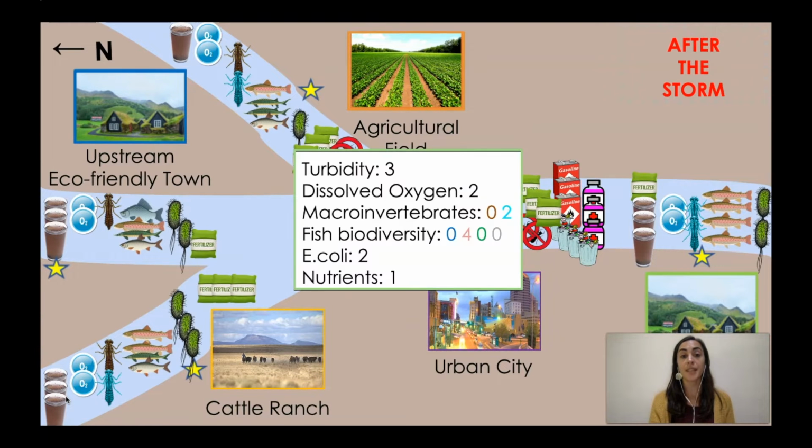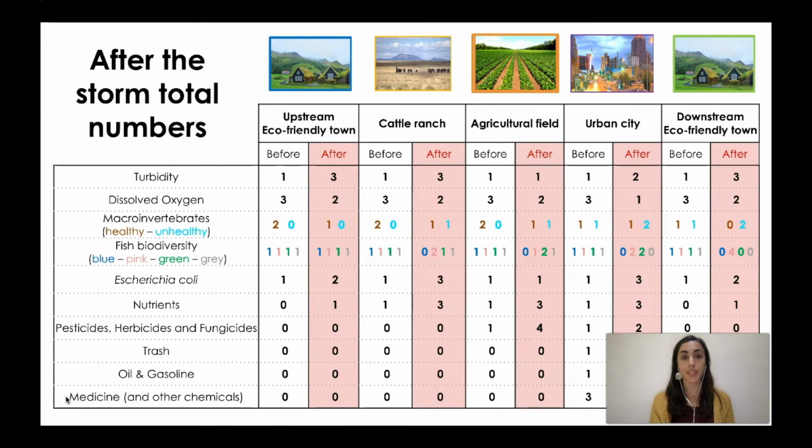And finally, for the downstream eco-friendly town, we have 3 turbidity cards, 2 dissolved oxygen, 0 healthy macroinvertebrates, and 2 unhealthy macroinvertebrates. We have 4 pink species of fish, and that's it, nothing else. 2 E. coli cards and 1 nutrient card. So, in summary, that's what you should get. You should get all the numbers for after the storm event, so the ones in red. So take a minute to double check that you got the right numbers.